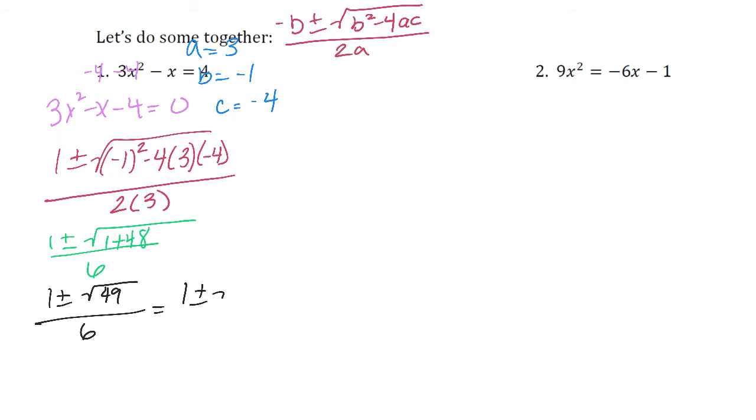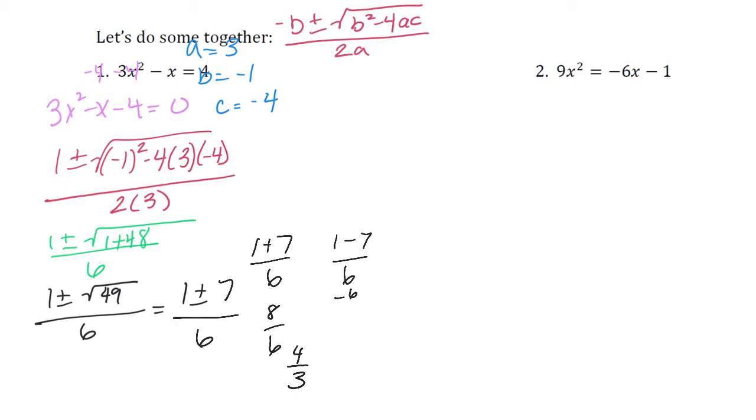So that becomes 1 plus or minus 7. I don't know why I started writing that 7 so low. Okay, and then over 6. So then that gives me 1 plus 7 over 6 and 1 minus 7 over 6. So 1 plus 7 is 8 over 6, which simplifies to 4 over 3. 1 minus 7 is negative 6 over 6, which simplifies to negative 1.